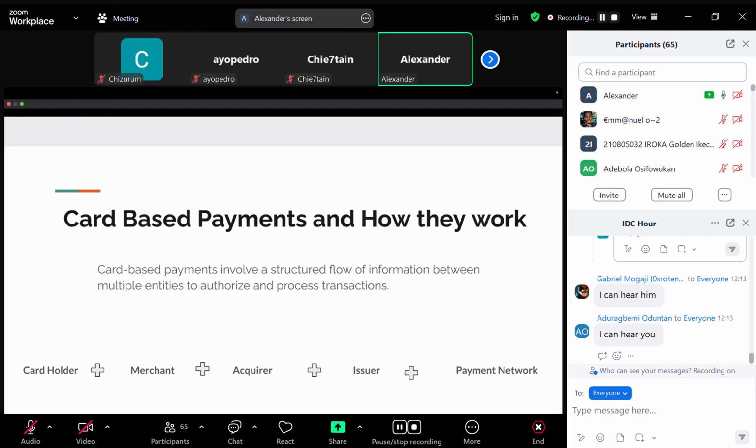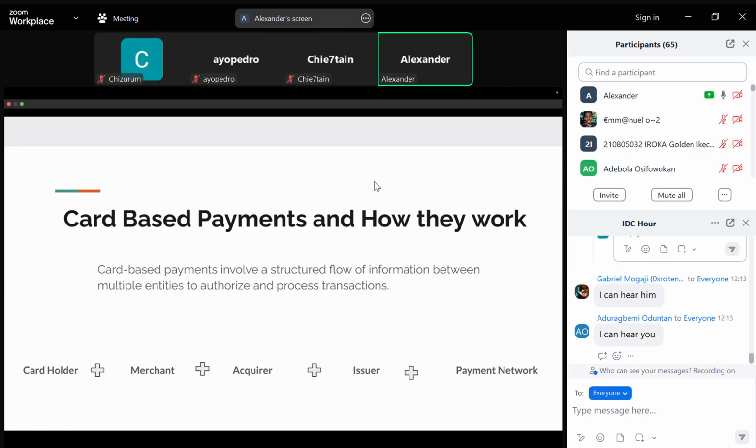It involves flow of information between multiple entities to authorize and process transactions, right? A card holder tells a merchant, who is practically the aboki, that he or she wants to make payment or buy something. The terminal from the aboki talks to the acquirer. The acquirer talks to maybe the payment network, or a processor somewhere there, and then those ones talk to the issuer, right?